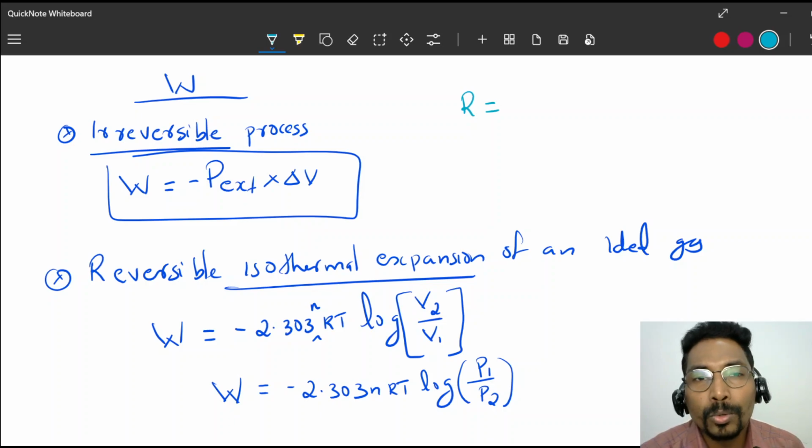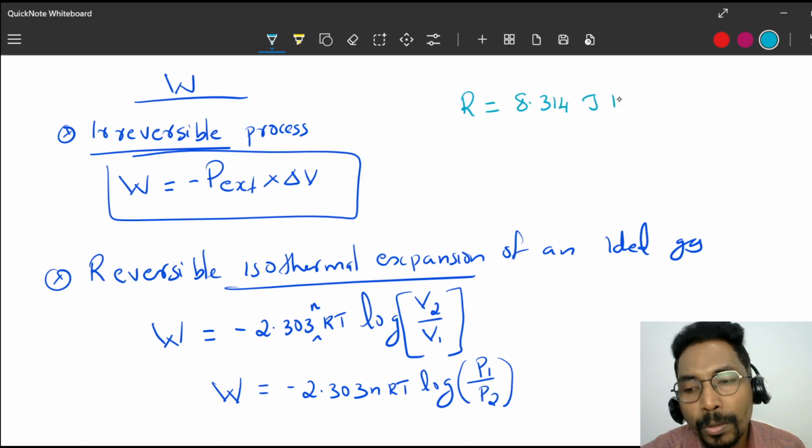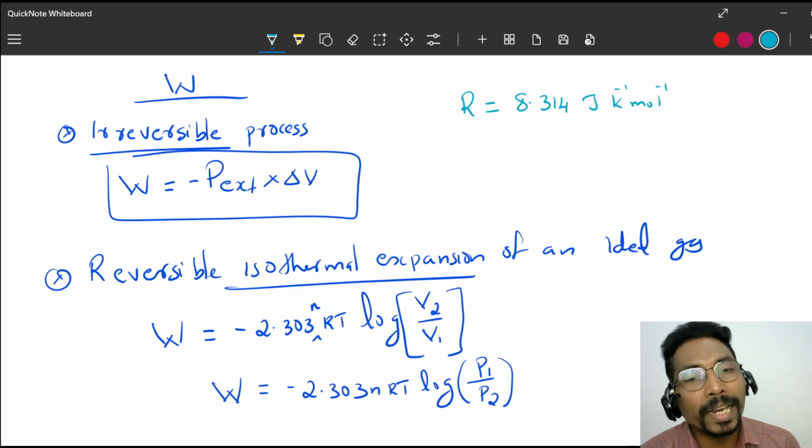R is equal to, that is the universal gas constant. We are applying this value of R in many equations in different chapters. R is equal to 8.314 joule per Kelvin per mole.